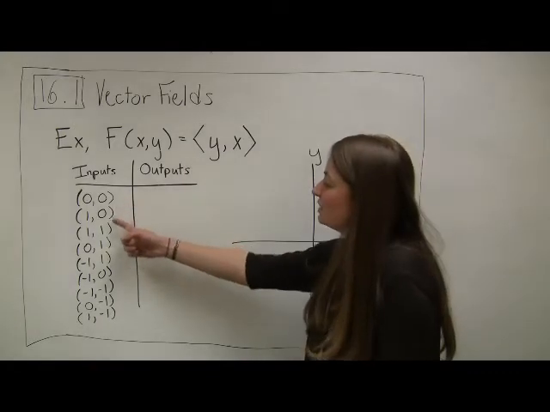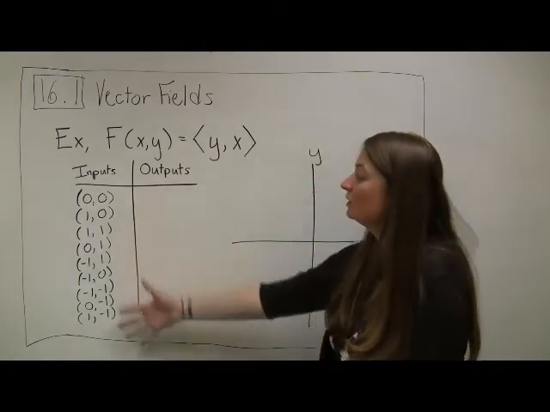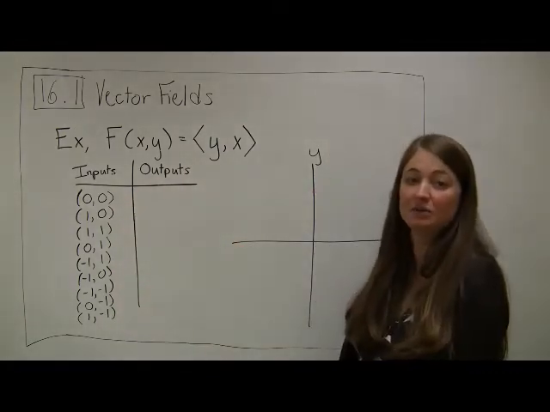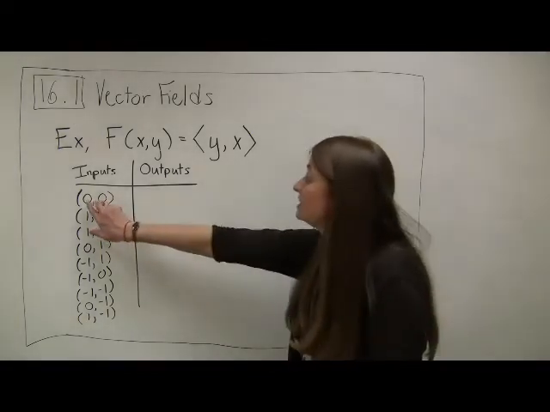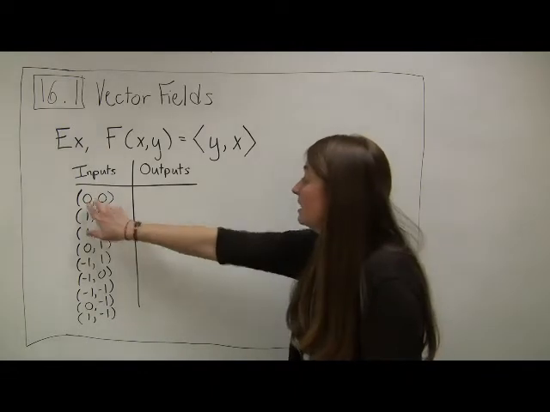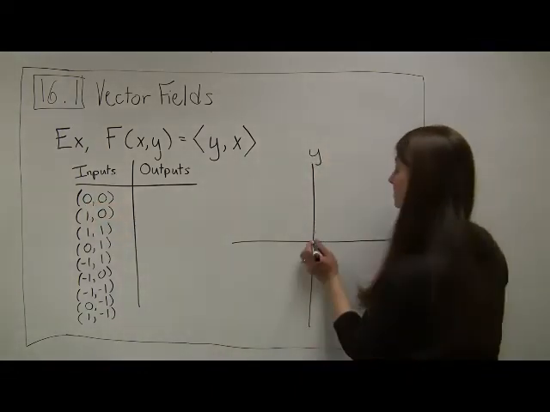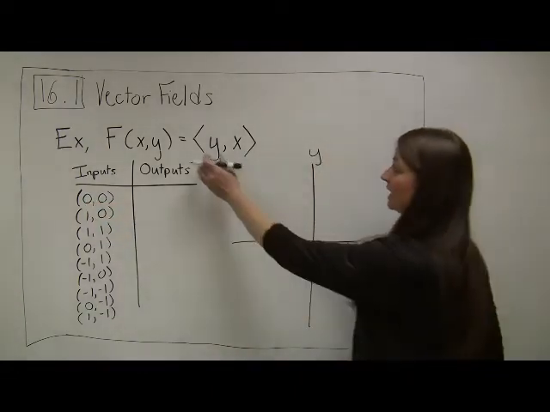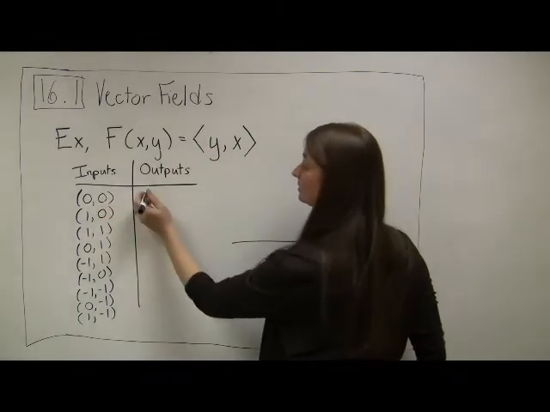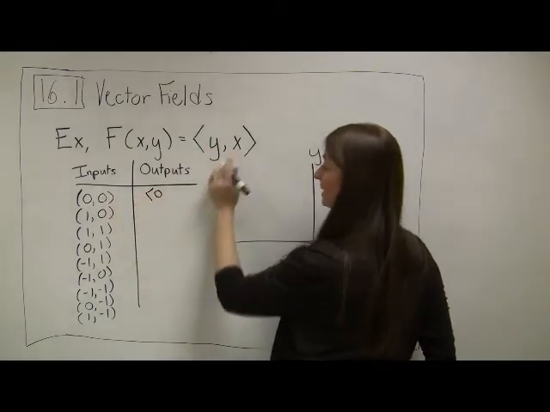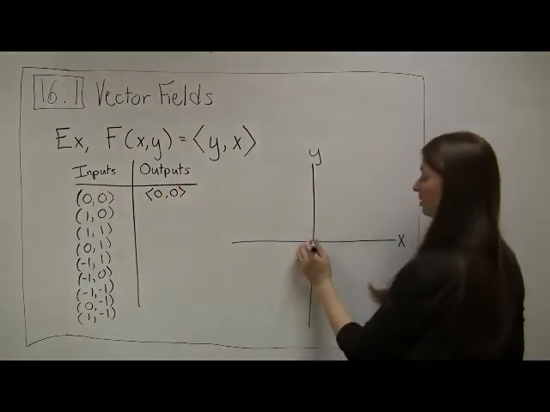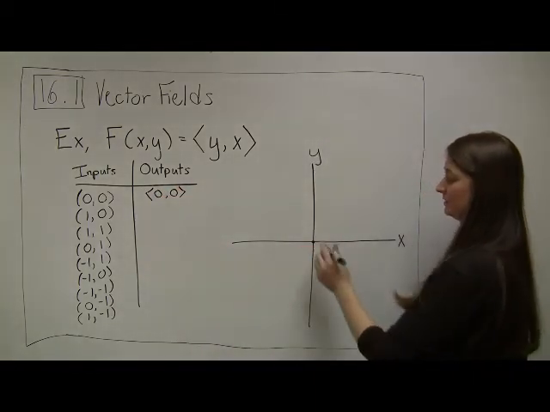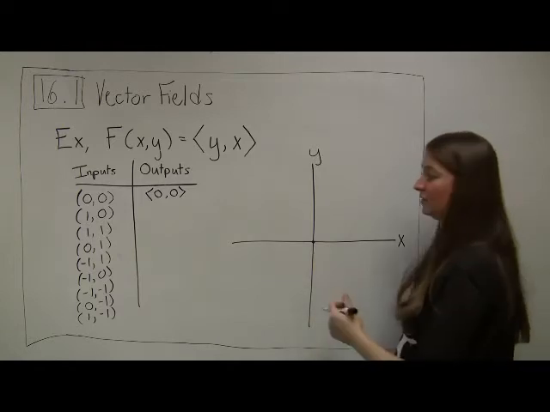So I've picked a collection of points that could be endpoints, and really we could pick any points that we wanted to plot. We just needed to be able to get an idea of what this vector field looks like. My inputs are points in R2, so in this case I'm putting the point 0, 0 into the function, and what do I get out? I get out where my y component is 0, and my x component is also 0. So I get out the vector 0, 0, which graphically I can't really represent because the arrow's not going anywhere.